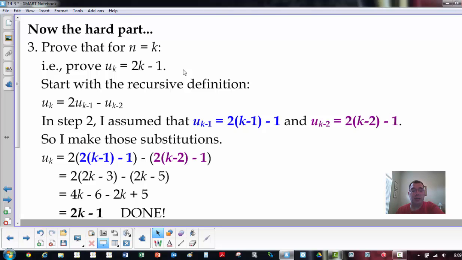So that is kind of an introduction to recursive sequences and trying to guess at what the pattern is using a definition that has n in it instead of defining it by the terms that come before.